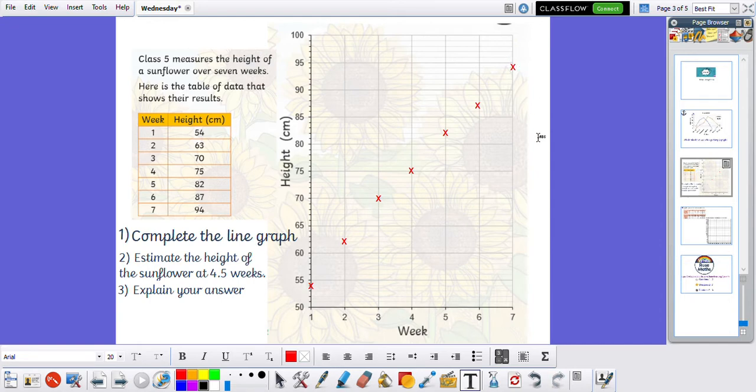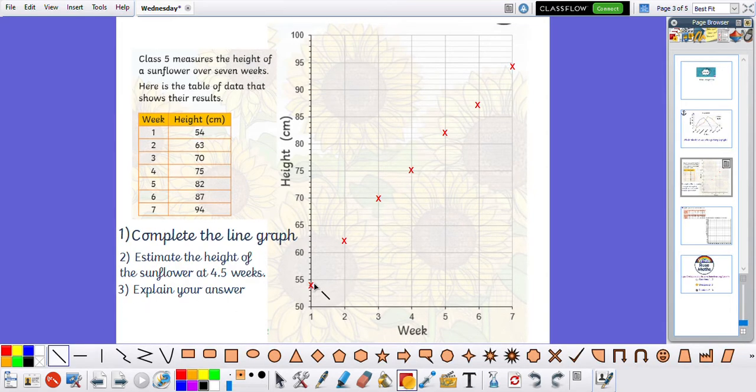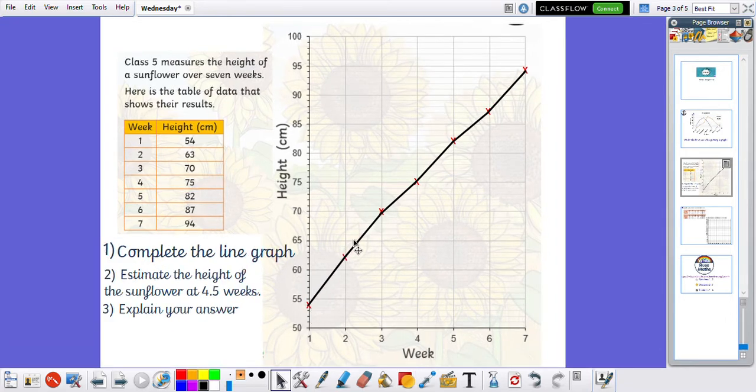Brilliant, so that's done now. What I need to do now is make my line for my line graph. So using a ruler, I'm going to connect all of the crosses, all of the data points. A nice straight line, don't miss any of them out. Make sure you do them in order. And there we go. So you can see now we have represented our table of the sunflower heights on a graph over 7 weeks.